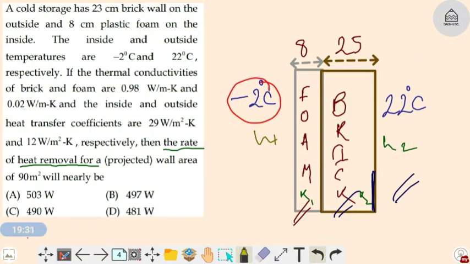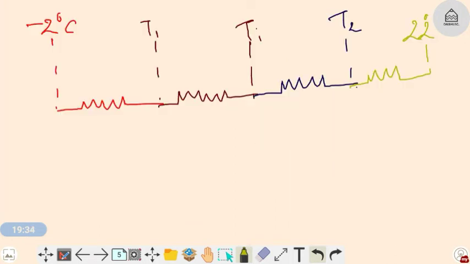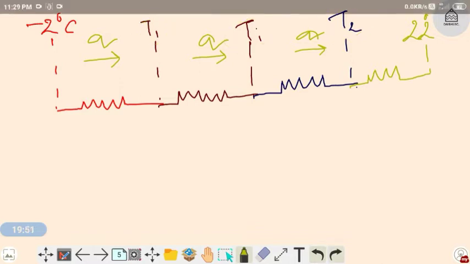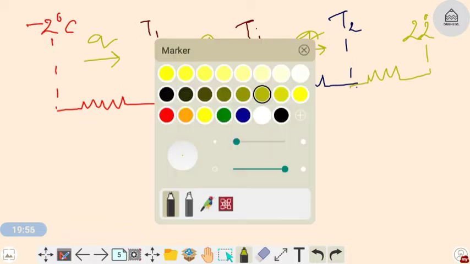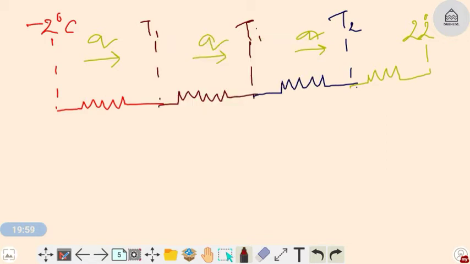I need to find out the heat removal rate. Will the heat removal rate be equal for all? The same Q, because all of them are in series. But I don't know T1, I don't know Ti, I don't know T2. I don't know any of those temperatures. I know the temperature of these two nodes. To find out the heat transfer, you need to know the temperature of two nodes.